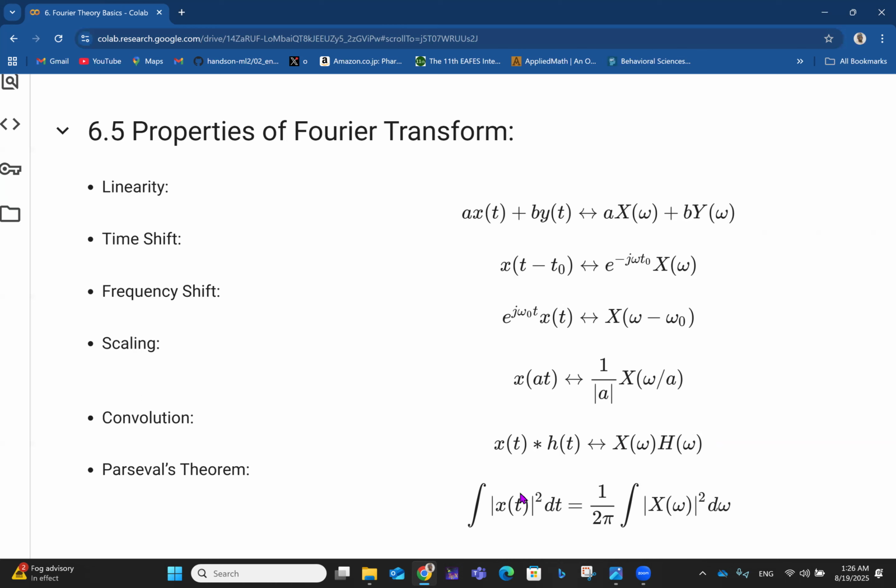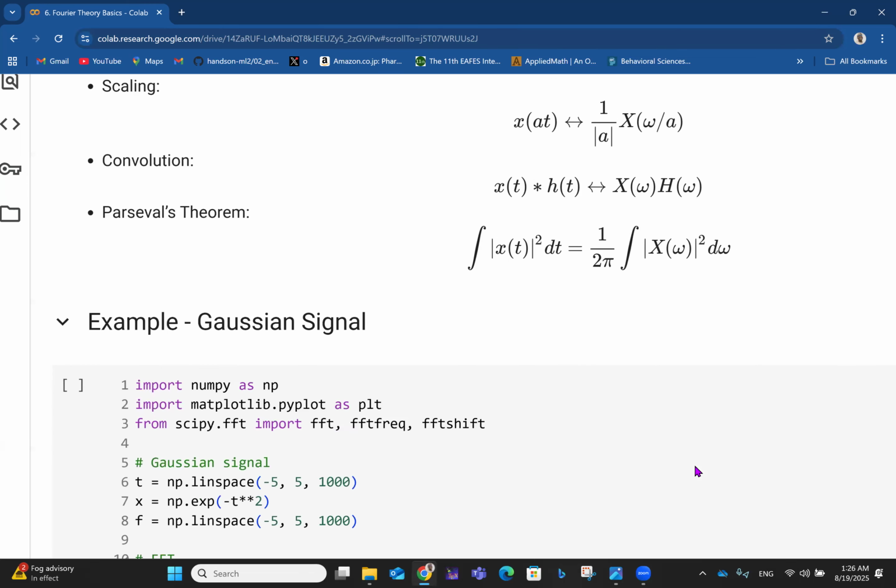Then you also have Parseval's theorem like before. The integral of the squared magnitude of x of t dt is equal to 1 over 2 pi times the integral of the squared magnitude of X of omega d omega. That's the square of the Fourier transform, integrated with respect to omega, and then divided by 2 pi. That's what that translates to technically.